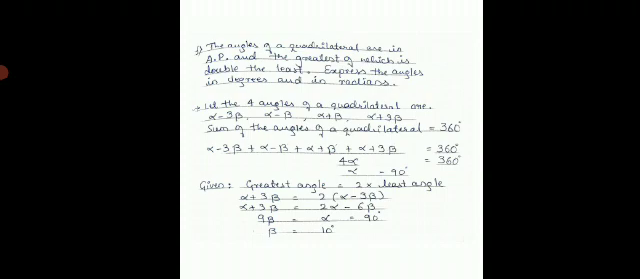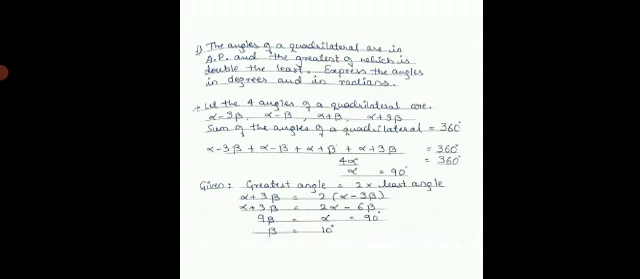Now, we know that the sum of the angles of a quadrilateral is equal to 360 degree. Therefore, add these 4 angles. Minus 3 beta and plus 3 beta will get cancelled. Also, minus beta and plus beta will get cancelled. Then alpha plus alpha plus alpha plus alpha, 4 times alpha will be equal to 360 degree. Then divide both the sides by 4, you get alpha equal to 90 degree.